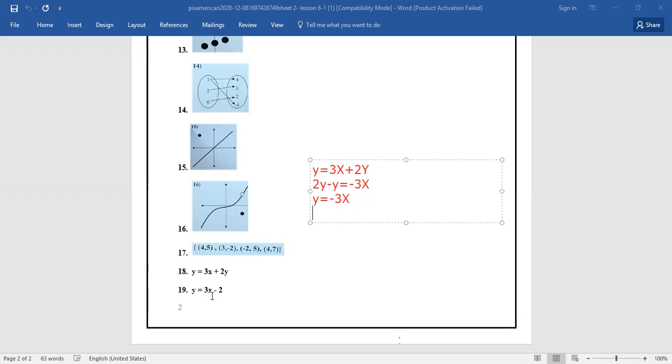What about y equal 3x minus 2? 3x minus 2, we will represent it graphically. It will be a line. If you draw the vertical line test, it will intersect at only one point.